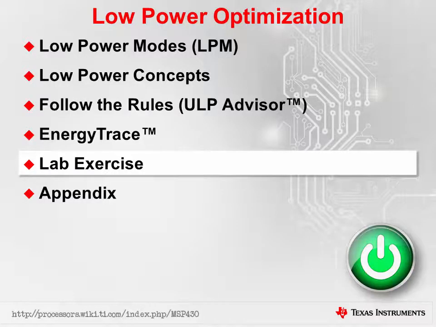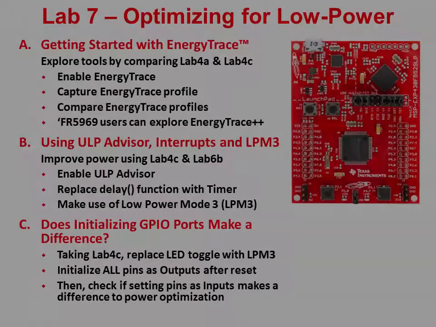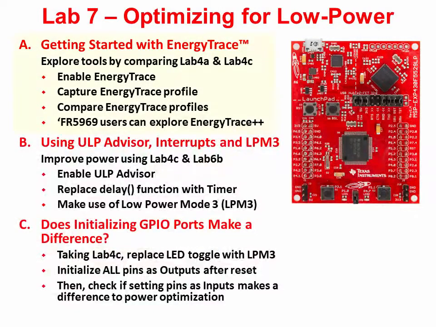What are the lab exercises for this chapter? The lab is broken down into 3 parts. Part A gets us started with energy trace. That is, we begin the lab learning how to measure energy usage in the system. Part B then has us turn on the ULP Advisor and start power optimizing our code. Finally, Part C asks us to use our new skills to examine and fix the energy wasted by floating pins.